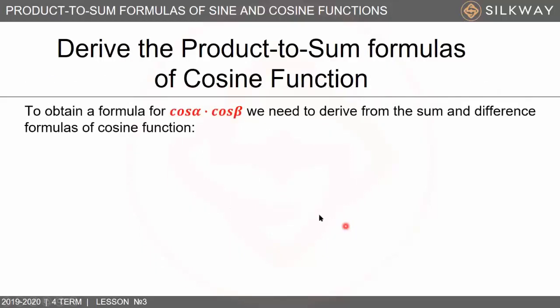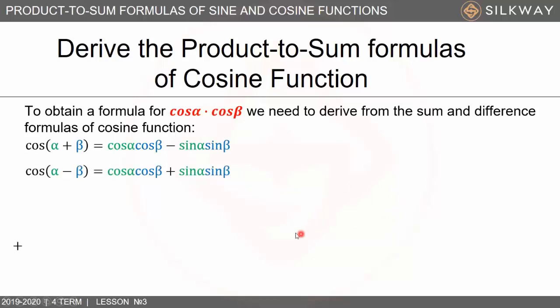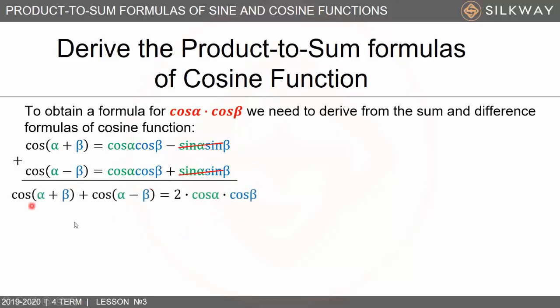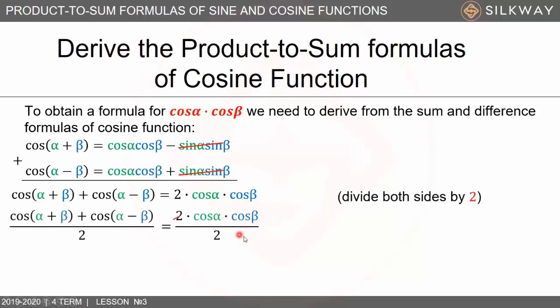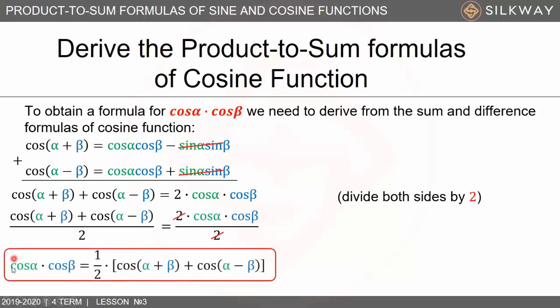Next, to obtain a formula for cosine alpha multiplied by cosine beta, we need to derive it from the sum and difference formulas of the cosine function. And then we just add these two formulas. Sine alpha, sine beta are simplified, and then we get this one. After that, we divide both sides by 2, and the 2s are cancelled. Then this is our new formula. Write this in your notebook.